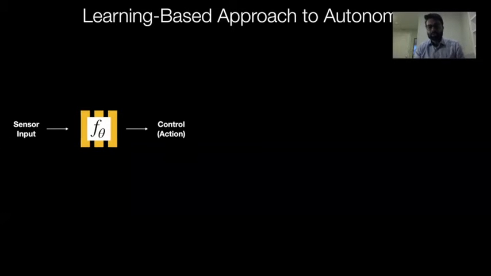And the basic premise of these algorithms is that they somehow map the sensor input of the robot, so for example, this could be the image of the environment that the robot is seeing, to the control commands to be applied on the robot.